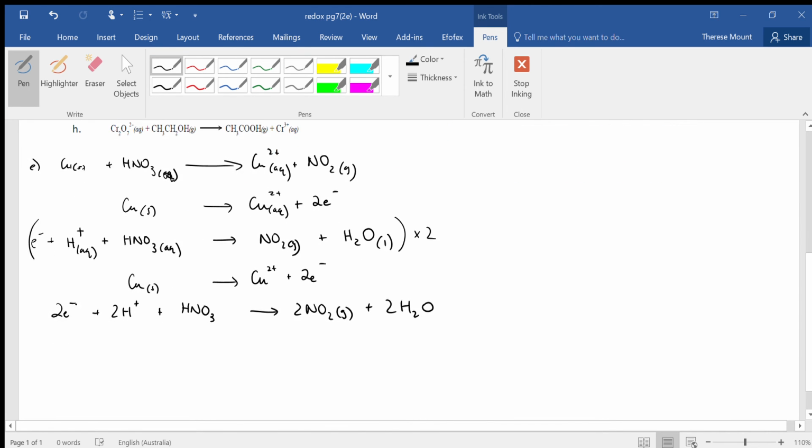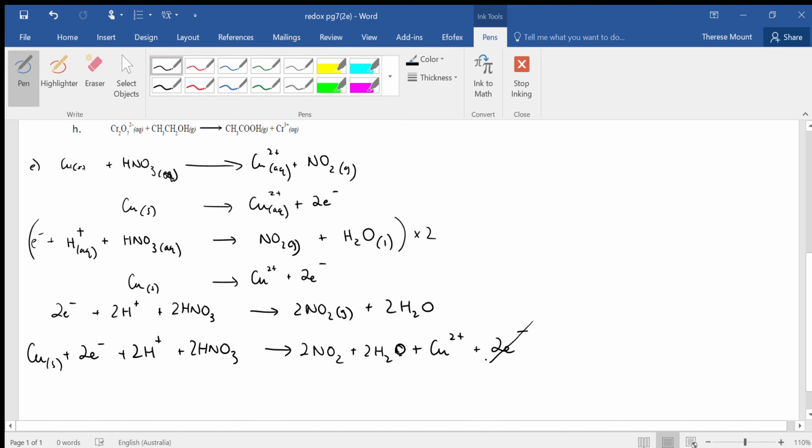Now I can add my reactants together. Cu plus 2 electrons plus 2 hydrogen. That should be 2 there, 2, and my copper, yep, I've got that, copper, all of those. Yep, done. So then 2 NO2 plus 2 water plus my copper ions, plus my 2 electrons. All right, so just double check that you've added everything. Yep, and that's done.